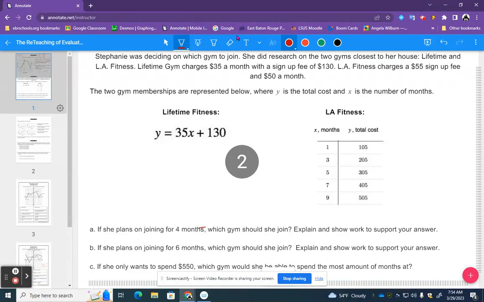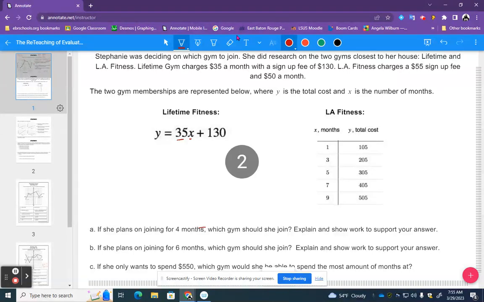It doesn't change. I need everybody's eyes up here, all you sleepy heads. Come on, eyes up here. And then 35 times X, because it depends on how many months. X is the amount of months. This one is already giving you the chart. It's already evaluated it. It's not an equation form. So it tells you the amount of months and what the total cost was.